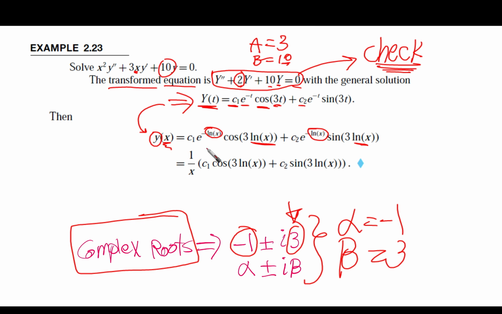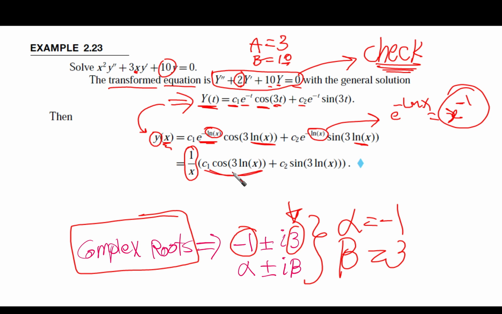Okay, then if you remember, e to minus ln x equals x to minus 1, as we said before. So this is pretty easy and straightforward. We're going to take 1 over x as a common factor, which is e to minus ln x, and then we're going to put the inside equation c1 cosine 3 ln x plus c2 sine 3 ln x. Okay, so this is another example regarding Euler's equation and the form.